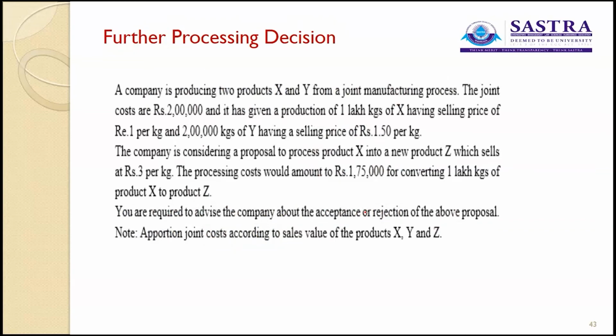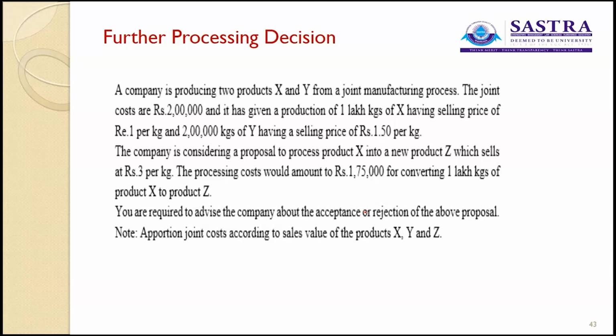The next is your further processing decision. A company is producing 2 products from a joint manufacturing process. The joint cost is 2 lakh rupees and it has given a production of 1 lakh kgs of product X having a selling price of 1 rupee per kg and 2 lakh kgs of product Y having a selling price of 1.50 per kg.